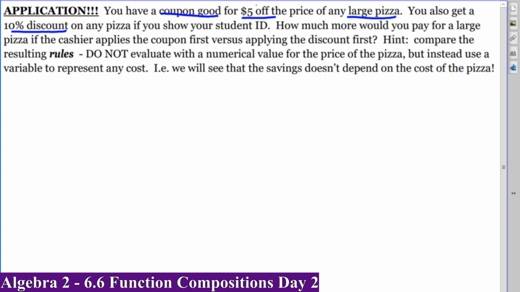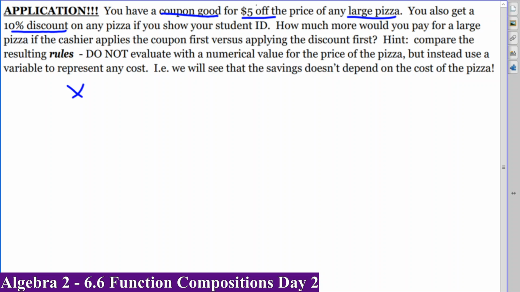All right, so we're going to see which one's going to be the better deal. Should I apply the discount first and then take $5 off, or should I take $5 off the price and then apply the discount? Well, we're going to see what happens when we do that. We're going to find the general rule for each because we are not given what the price of the pizza is. So we're going to assign a variable to that.